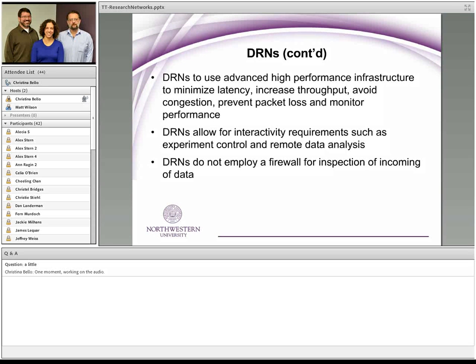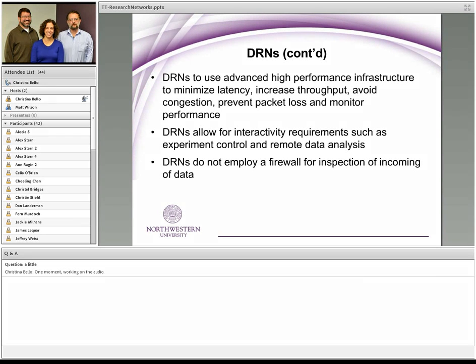Continuing with how the dedicated research network differs from the commodity network, typically the research network will use advanced high-performance infrastructure to minimize things that are extremely important, let's say latency. You want your large volumes of data to go from point A to point B in the shortest amount of time. Other than that, you need to increase the possible size of that data as much as possible so you can do it in a much more efficient way. You want to avoid congestion. You don't want too many packets of information clogging up the communication pipe.